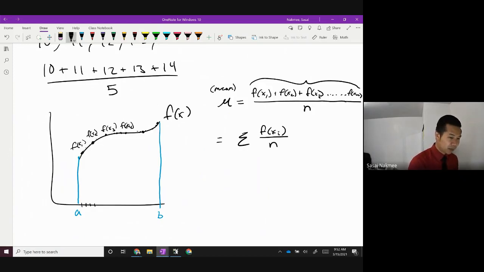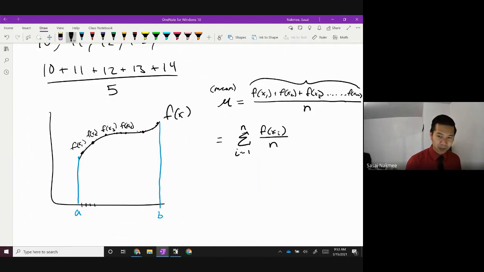Now, check this out. I'm doing this as i approaches 1 all the way to however many numbers I'm going to be dealing with on this closed interval here. Now, this might look a little bit familiar, right? This summation notation right here.